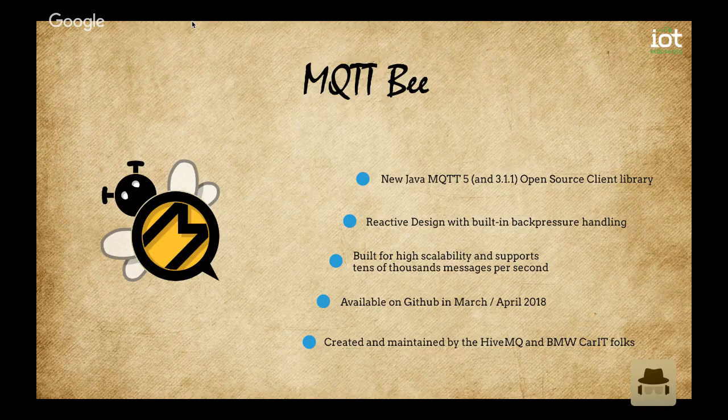It is built for backend systems mostly, so not mobile devices, but backend systems. With high scalability in mind, it supports many tens of thousands of messages per second to process. So it aims to be a high scalability library. And this is created and maintained by us, the HiveMQ team, and also by the BMW car IT folks. This is also a library which will be available very soon.